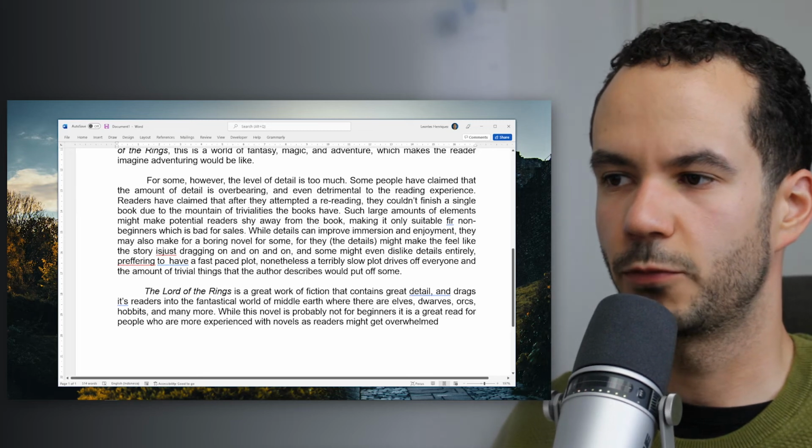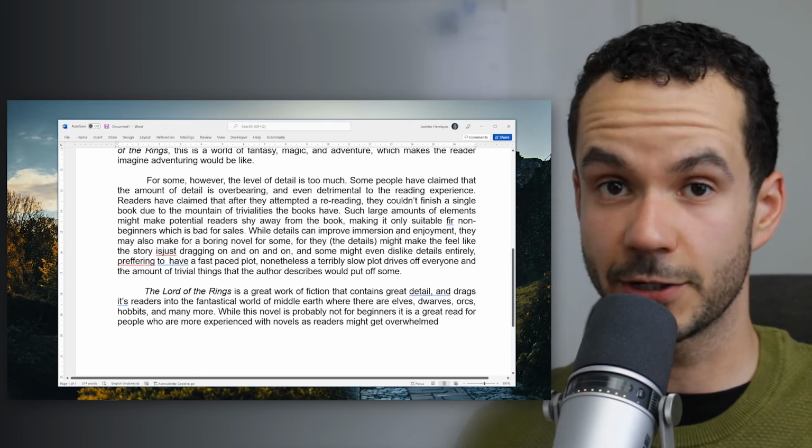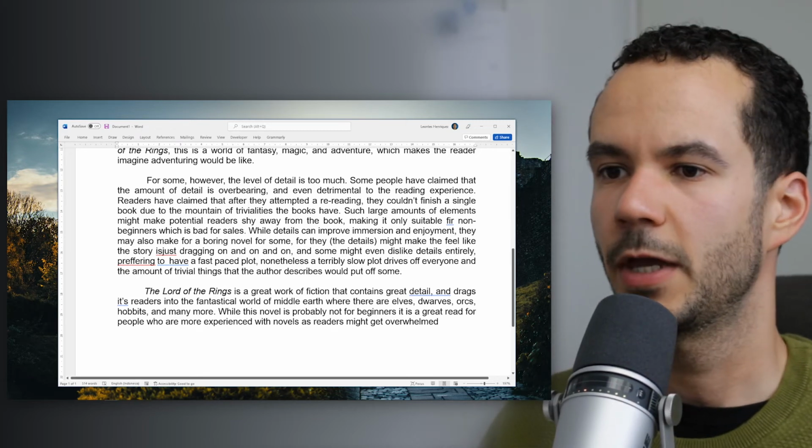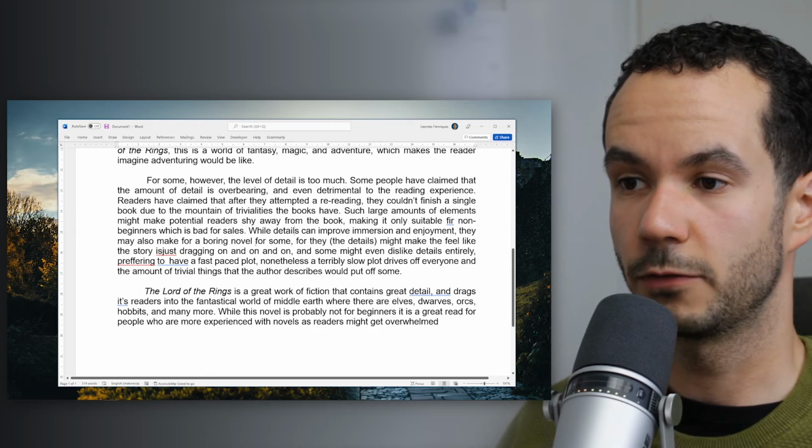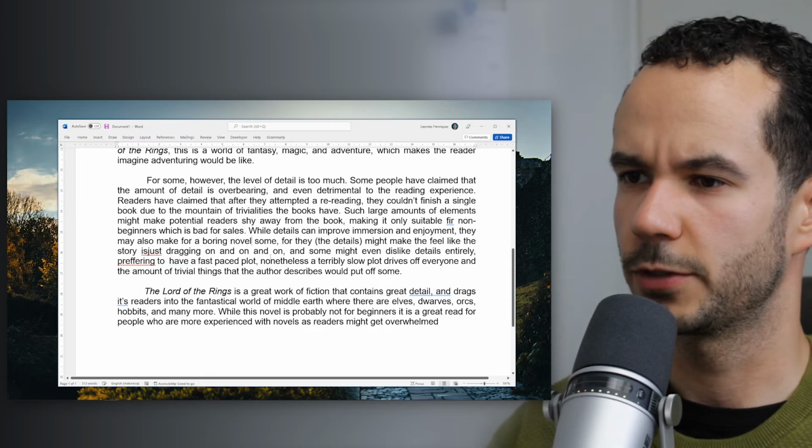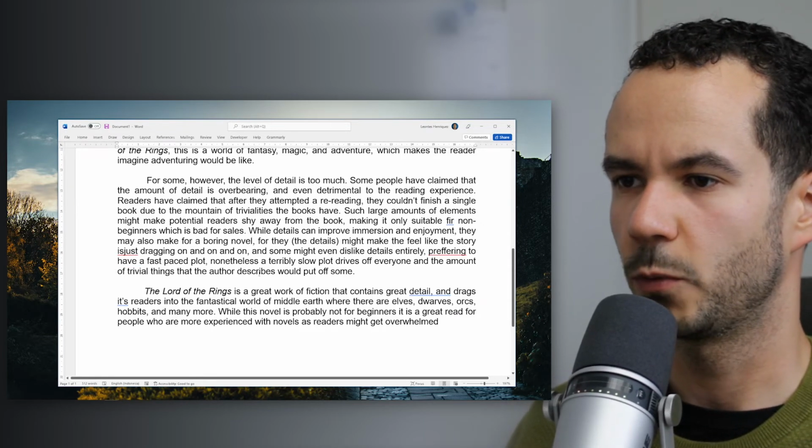While details can improve immersion and enjoyment, which is a nice link to the previous paragraph, they may also make for a boring novel for some. And I'm going to remove for some because it is a bit wordy.